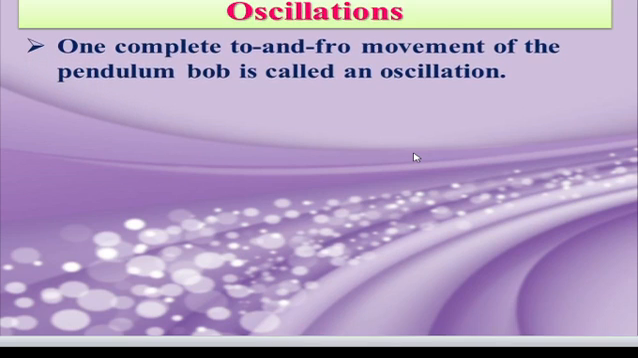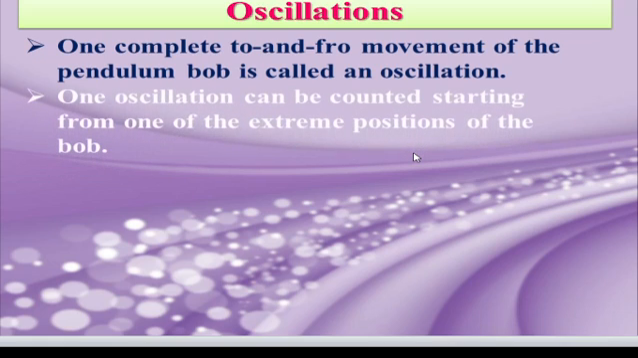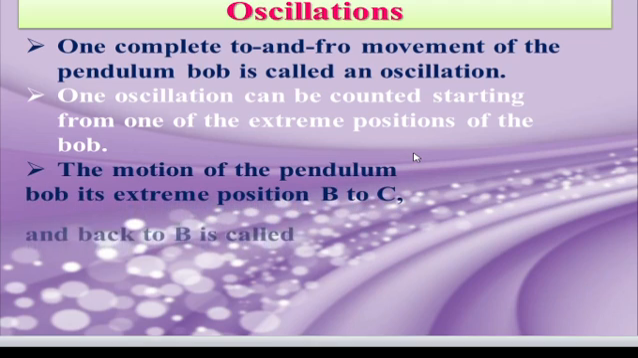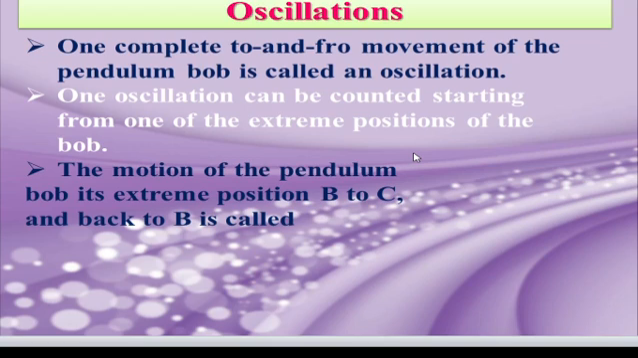Oscillations. One complete to and fro movement of the pendulum bob is called an oscillation. What is to and fro? That is the movement from left to right. That is what we call to and fro. One oscillation can be counted starting from one of the extreme positions. It is very, very important. The motion of the pendulum bob from its extreme position B to C and back to B is called one oscillation.